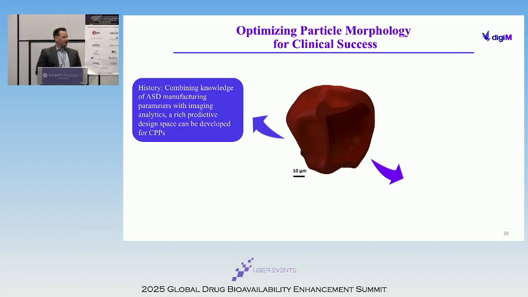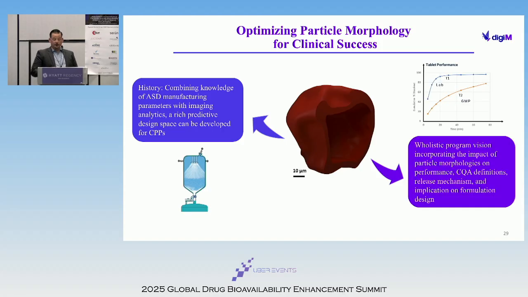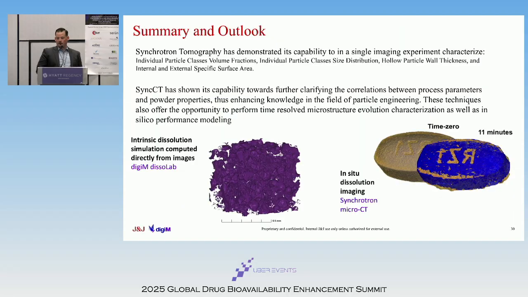And then circling back to our story of a particle here, with this imaging and image analytics, we can develop a really rich predictive design space for critical processing parameters. We can also start to get a much better handle on what the critical quality attributes are in terms of the actual product microstructure. And then this brings us back to that particle engineering optimization loop, where we can really optimize particle morphology.